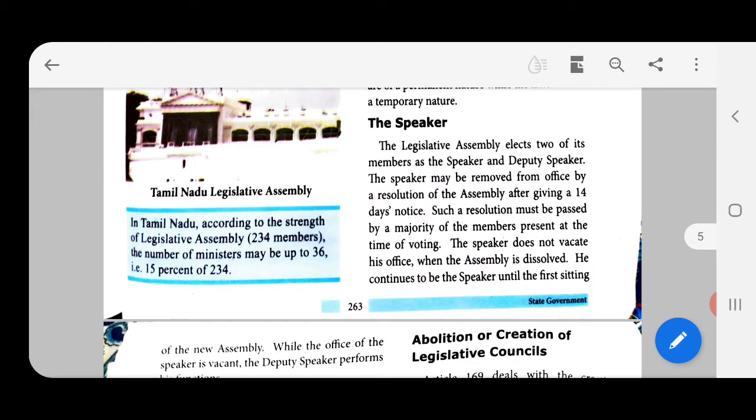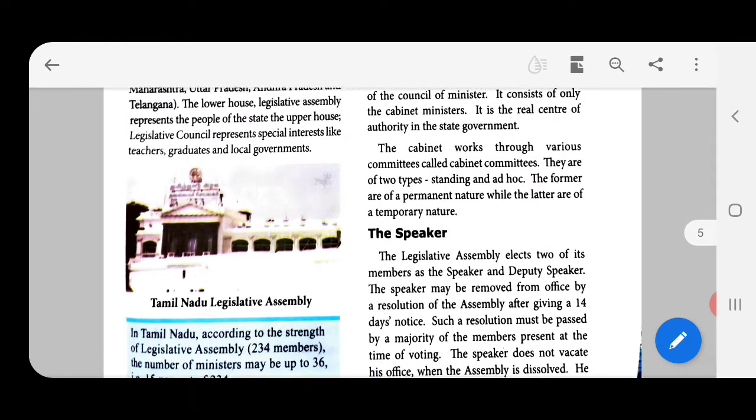So in Tamil Nadu, according to the strength of the legislative assembly, we have 234 members. The number of ministers may be up to 36. From Tamil Nadu, we have nearly 36 ministers, which is 15% of 234.